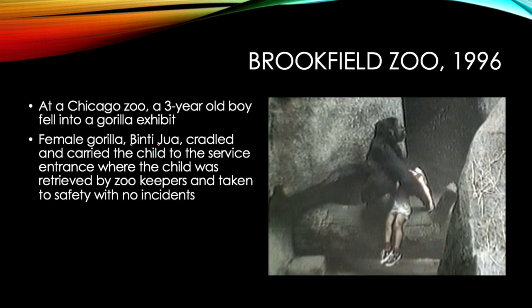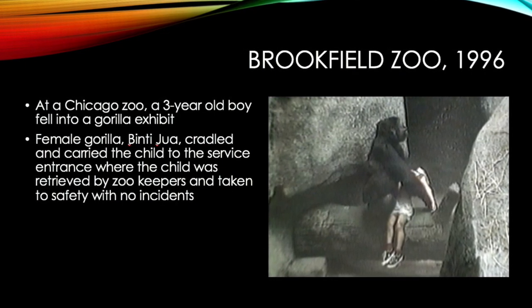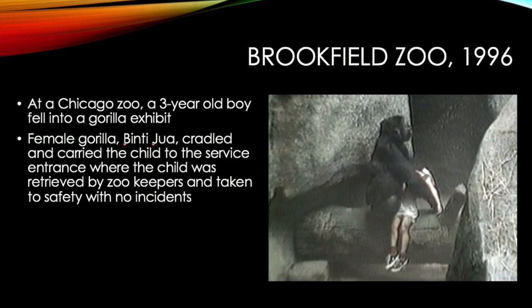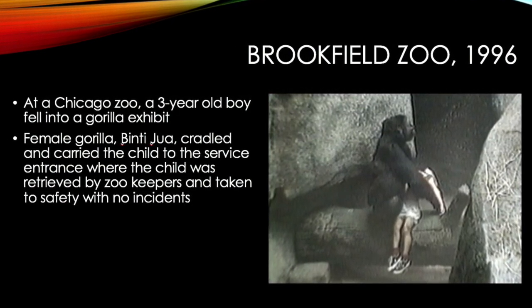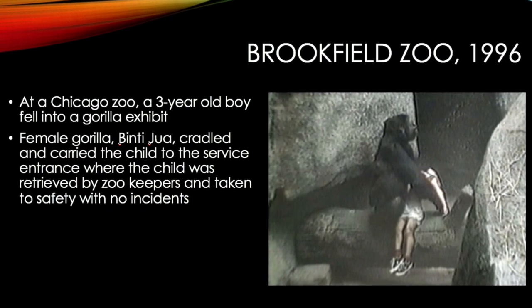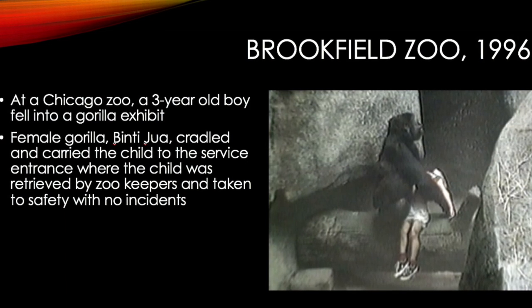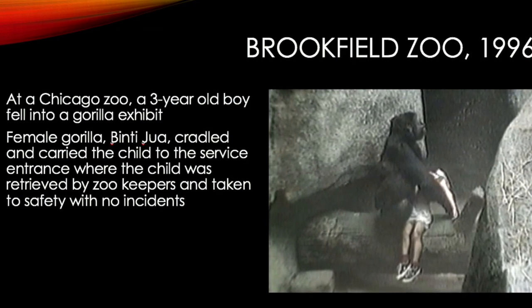At a Chicago zoo in 1996, a 3-year-old boy fell into a gorilla exhibit and was approached by a female gorilla named Binti Jua. The gorilla was seen to carry the child and cradle him in her arms as she walked him towards the service entrance, where she was immediately met by zookeepers who were able to retrieve the child and take him to safety with no incident.